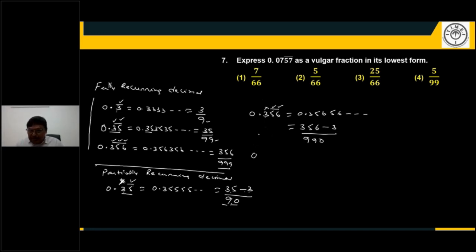Let's see, please. Let me modify this now. If it is like this, students, 0.356 with bar, only 6 is recurring, 35 is not recurring. It is like this, please.